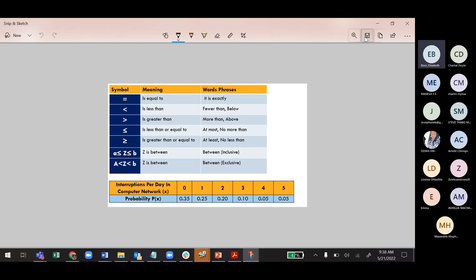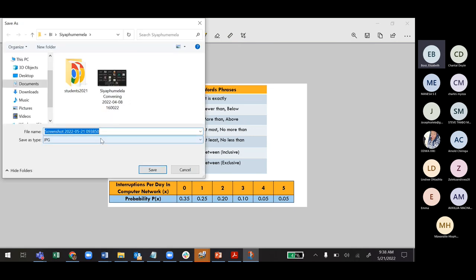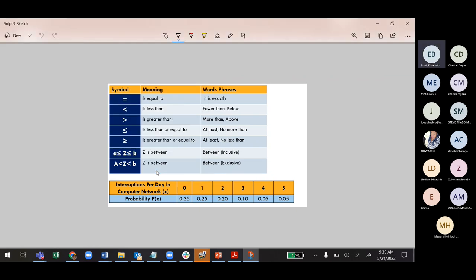There is a save button. You just save your picture anywhere you want to save it, save as, and you can call it words to symbol. Okay, and you can always refer to that. You will always have it somewhere. So that is the Snip and Sketch.